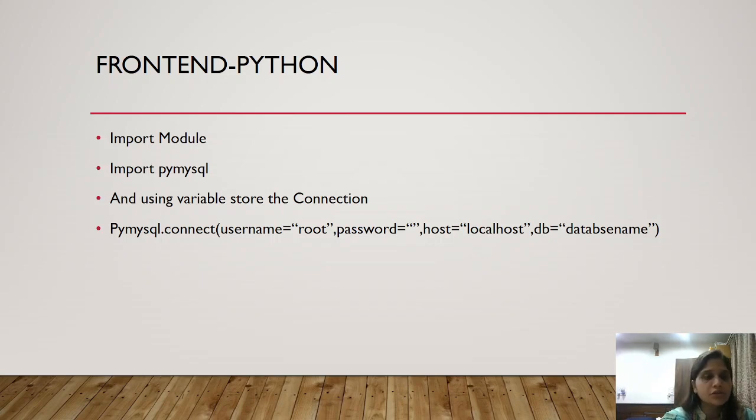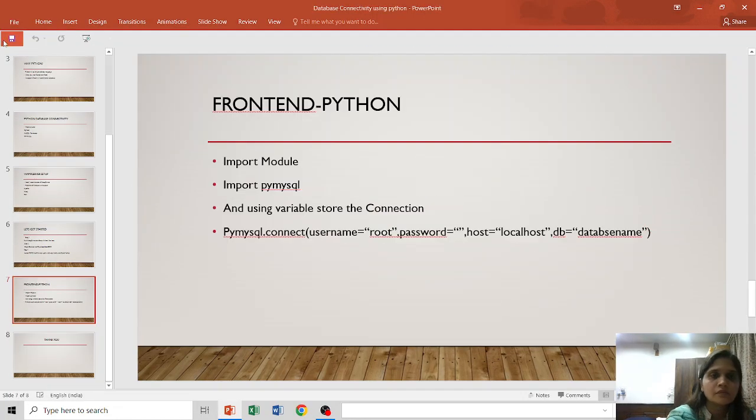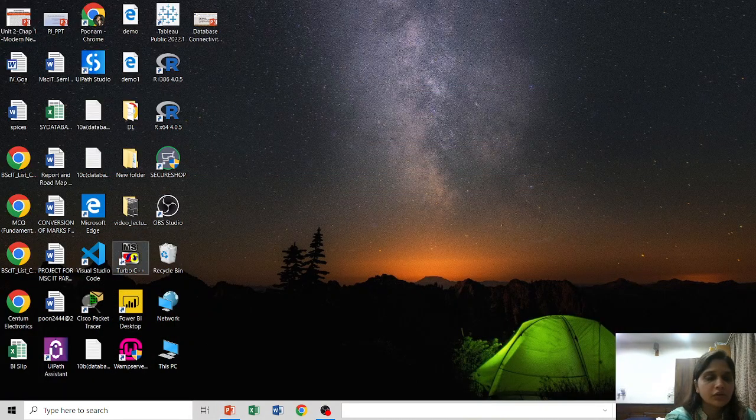I am going to demonstrate this particular code right now. So let's get started. You can see the WAMP server is already installed in my system and I have run all the services. You just need to click it and you can see all the services are running. This green symbol indicates that all the services are running.